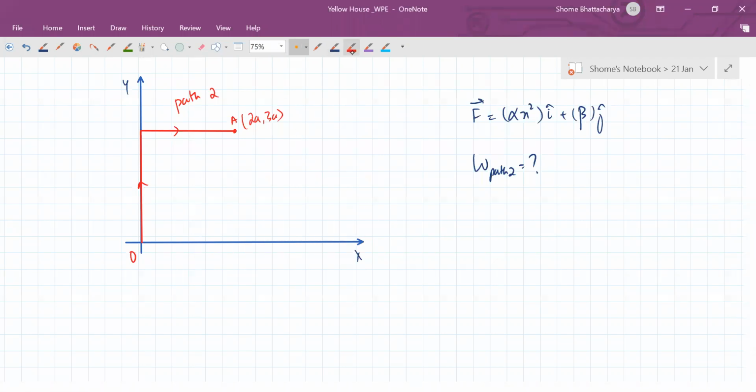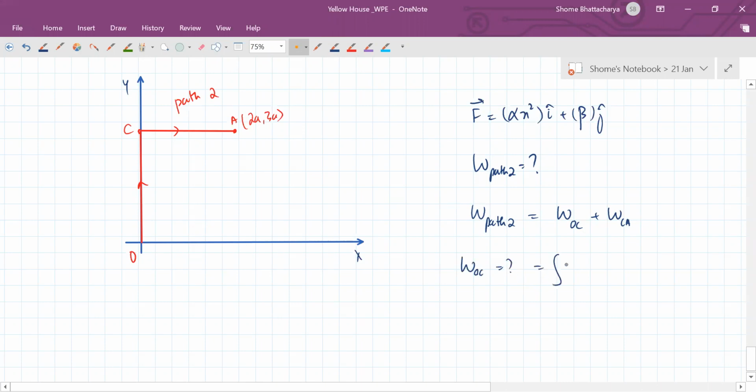Okay, so anyway, let's see one way of doing it. So if this is the point C, we can divide the work done in path 2 into 2 bits: work done from O to C and then work done from C to A. Now going from O to C, when you're doing this, at a general point like this, your x coordinate is 0 and your y coordinate is varying. Okay, so at this point of time, your force will become like this and your displacement will also become like this.